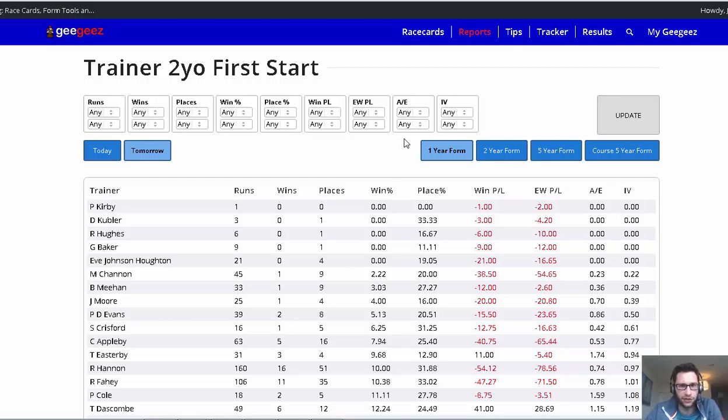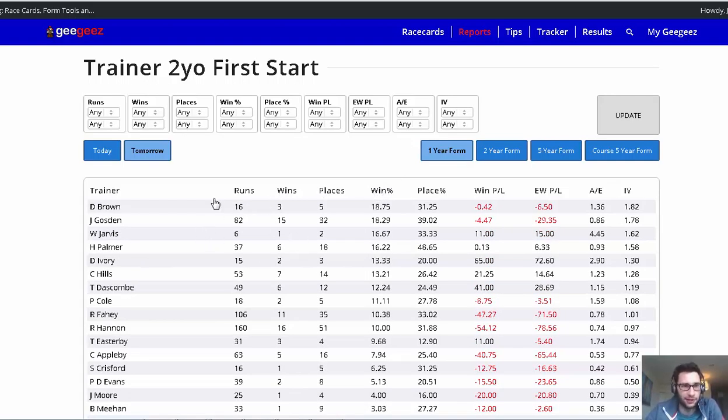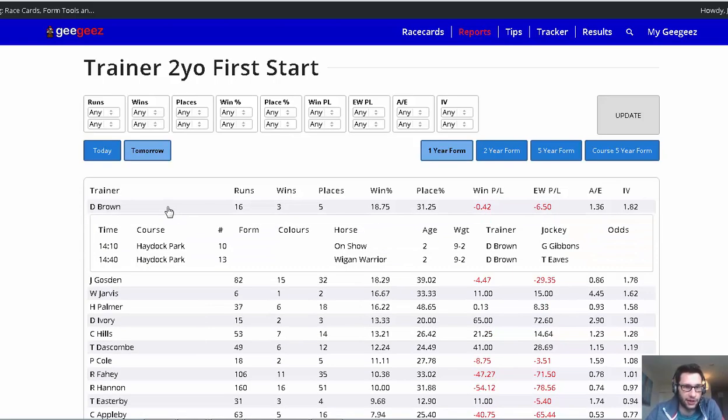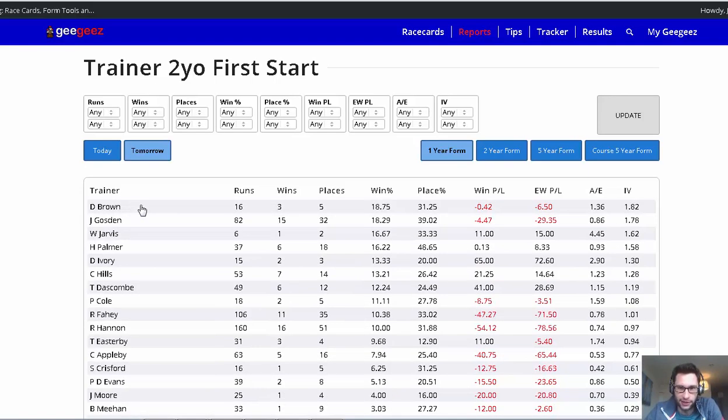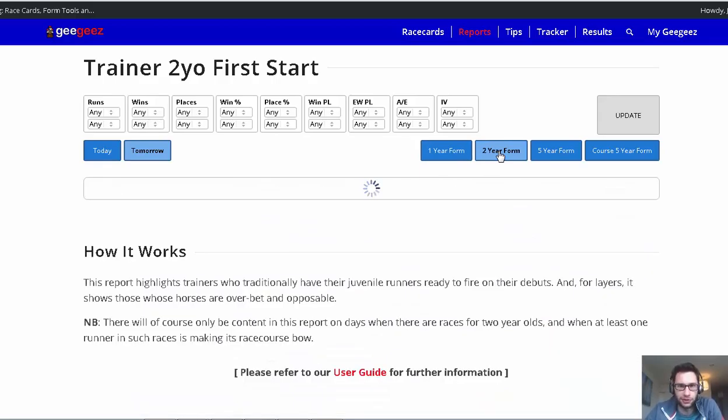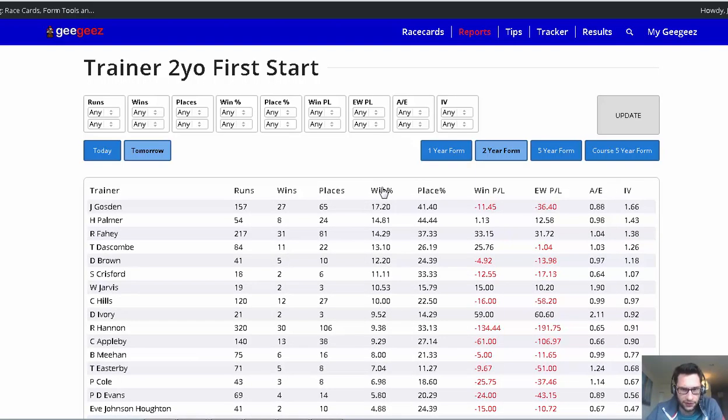So you can look at the trainer's 1-year form with first time out 2-year-olds, how many runners they've had, the winners, obviously the trainer, the places, their profit loss, and importantly you can click down on the trainer and you can see which horses are running, which race and everything else. And I'm recording this at 10 to 2, so obviously when the market forms the odds will be put in here as well, the best available price. So you've got 1-year form, 2-year form. That's the one I look to, 1 year and 2 year, to get a feel.